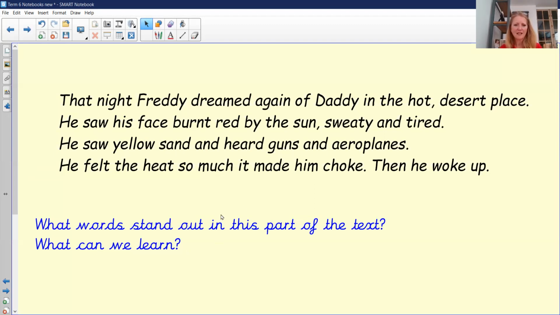Freddie's dreaming of his dad. Where his dad is, he would definitely be under the hot sun of the desert, so probably getting sunburnt, getting very sweaty and hot and tired. Yellow sand with the guns and aeroplanes overhead. Freddie felt the heat so much it made him choke. Then he woke up.